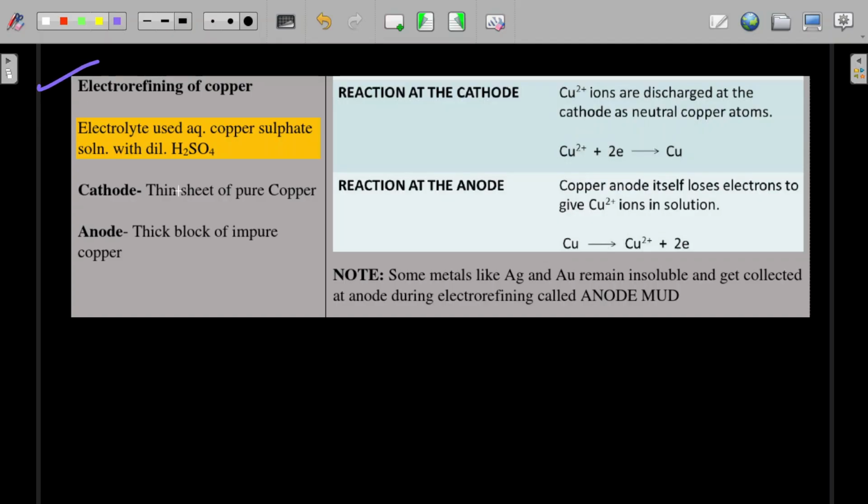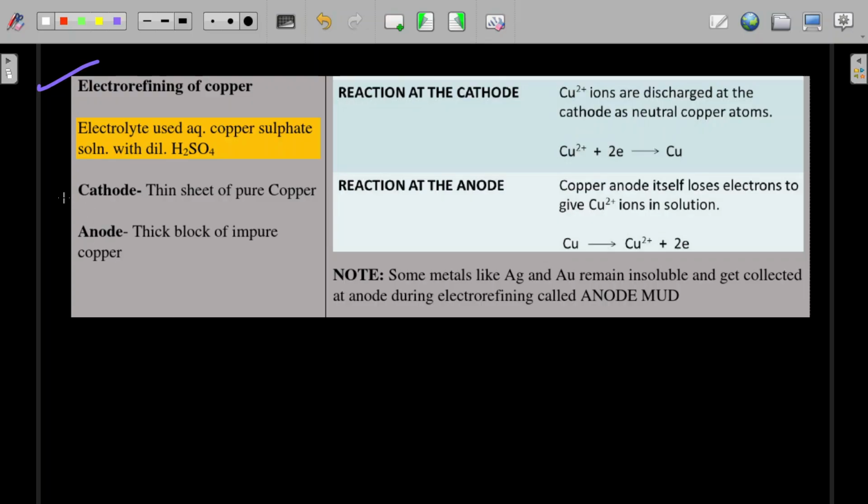Electro refining of copper. This is the second application. So again, whatever you learned, copper sulfate electrolysis using copper electrodes, it is same. But only that you are using here to purify the impure copper. Okay. So what do we do here? Cathode, we know where the metal will come and deposit. It will come and deposit on the cathode.